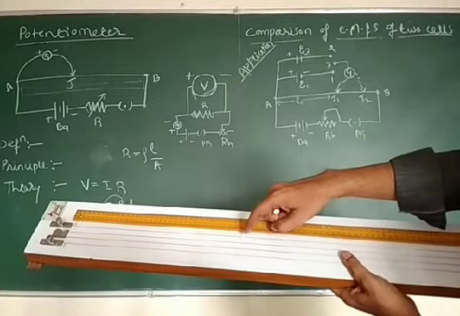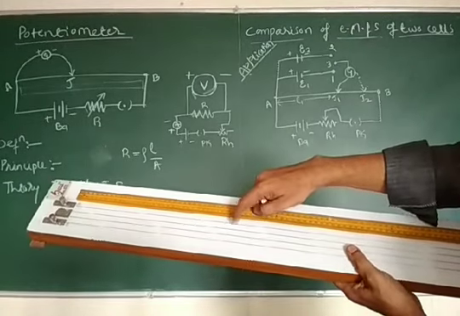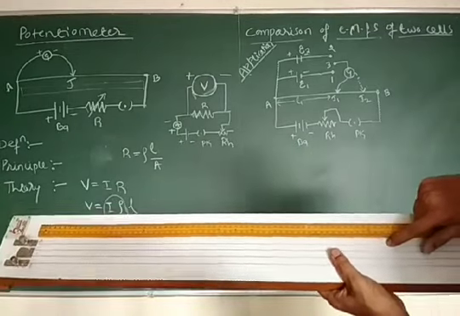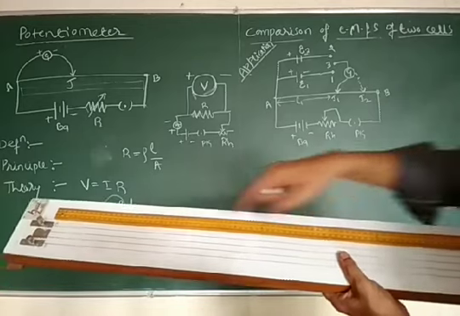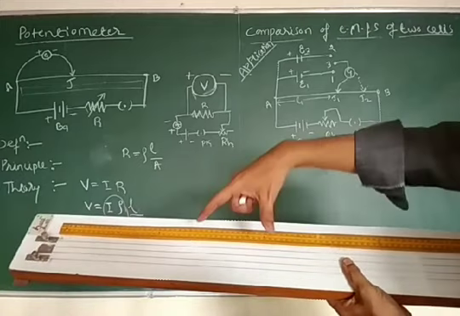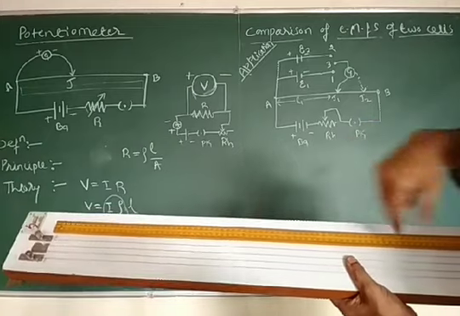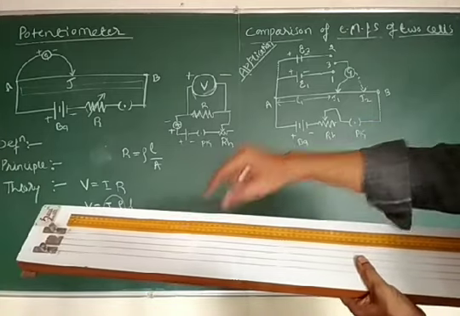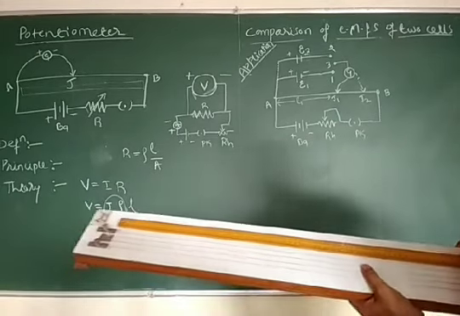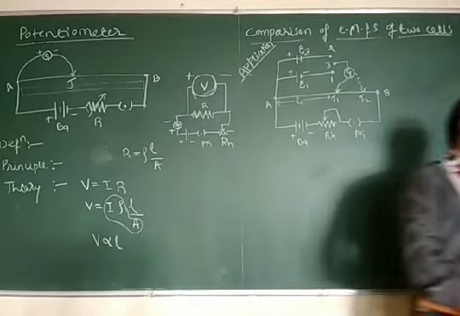When a constant current is flowing through the potentiometer wire of uniform cross-sectional area, then the potential drop between 2 chosen points, say one at 22 centimeter and another at 62 centimeter, that potential difference is directly proportional to the length between those 2 points. One is at 22 and the other is at 62, so the length between them is 40 centimeter. The potential drop between them is directly proportional to the length.